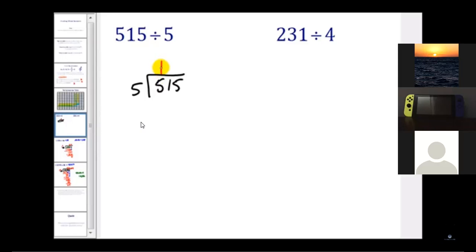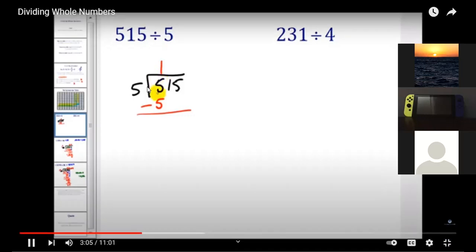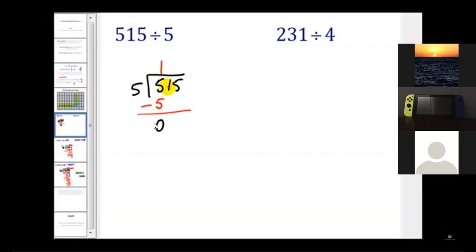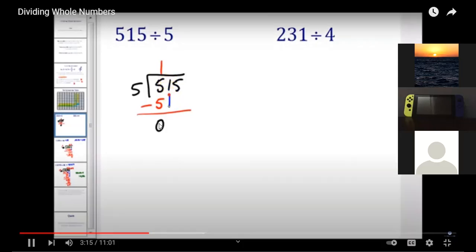So we put a 1 above that 5, and now we multiply. 1 times 5 would be 5, and we place that product below that digit. And now we're going to subtract. Well, 5 minus 5 would be 0. And to create the next number that we're going to ask the same question, we bring down the next digit, which would be the 1.